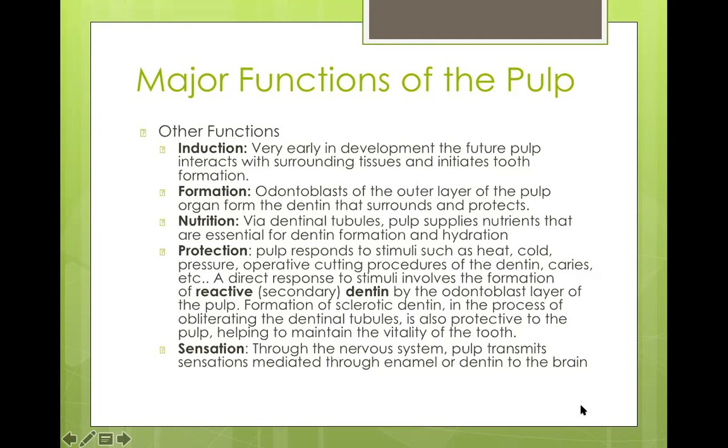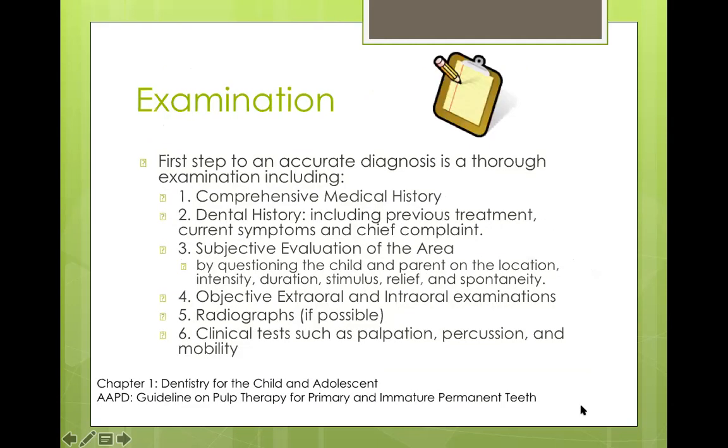The pulp also provides sensation to the tooth via the nervous system, and it will transmit any sensation from the enamel or the dentin to the brain, which then interprets it as pain or pressure.